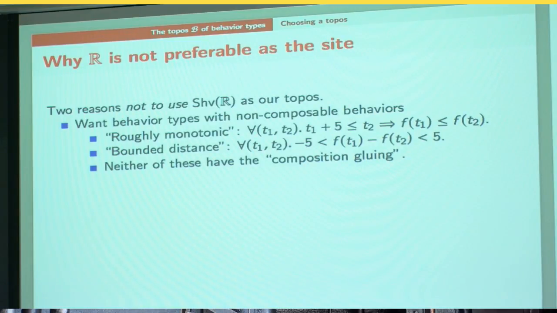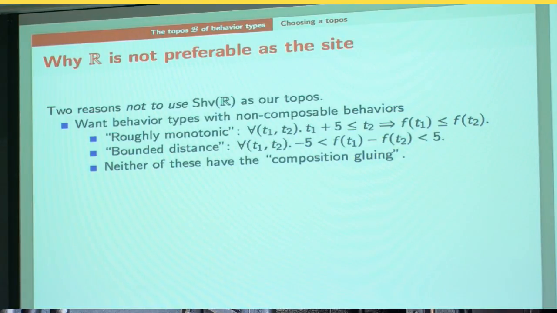But bounded distance says that for all pairs of times, the difference between my function at these two times is between -5 and 5. So I'm always kind of on a pivot foot and I'm never allowed to leave more than a certain distance. That's something you could check. Oh, I'm fine here, and I'm fine here, but on the glued thing it doesn't work. So we don't want composition gluing.